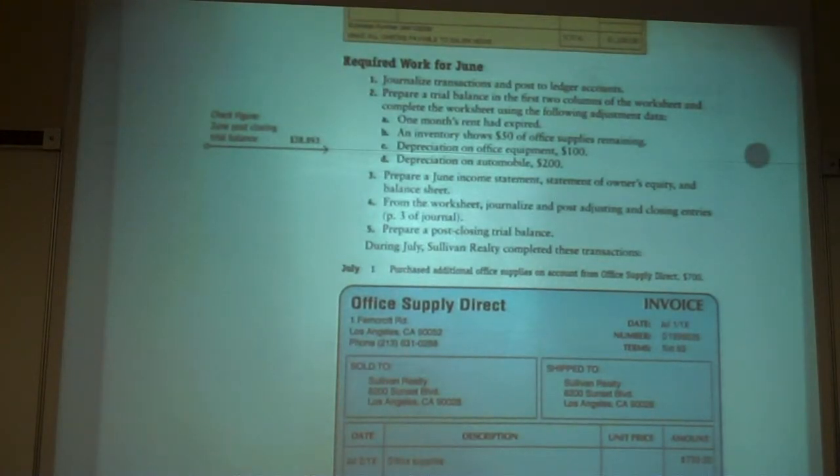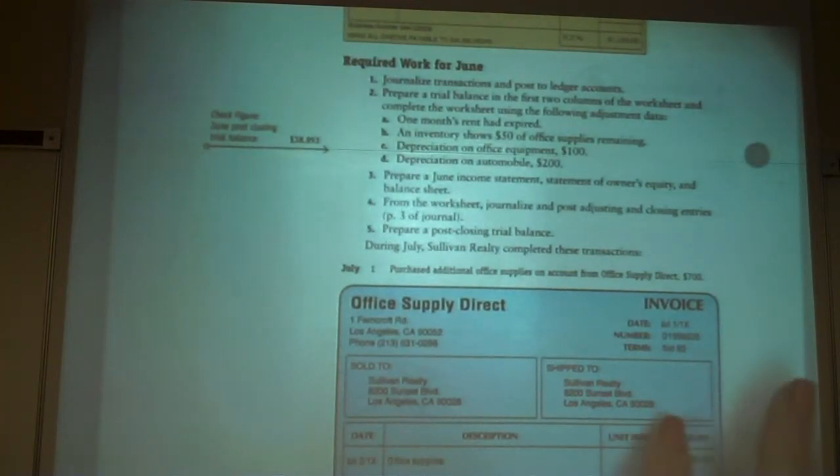Step number 4, and this is what we haven't covered yet, and we'll do that in 5 on Thursday. From the worksheet, journalize and post the adjusting and closing entries, so you can get all the way to there before Thursday if you want to. And then step 5, prepare a post-closing trial balance, and we haven't prepared that yet. We haven't learned how to do that. Then we start with the next month, which is July.